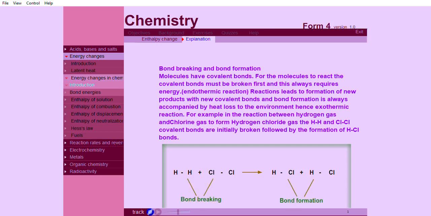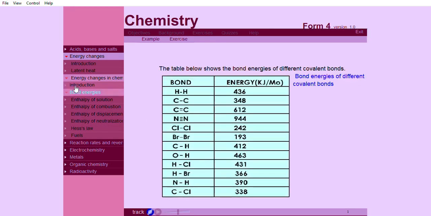For example, in the reaction between hydrogen gas and chlorine gas to form hydrogen chloride gas, the H-H and Cl-Cl covalent bonds are initially broken, followed by the formation of H-Cl bonds. The table below shows the bond energy of different covalent bonds.